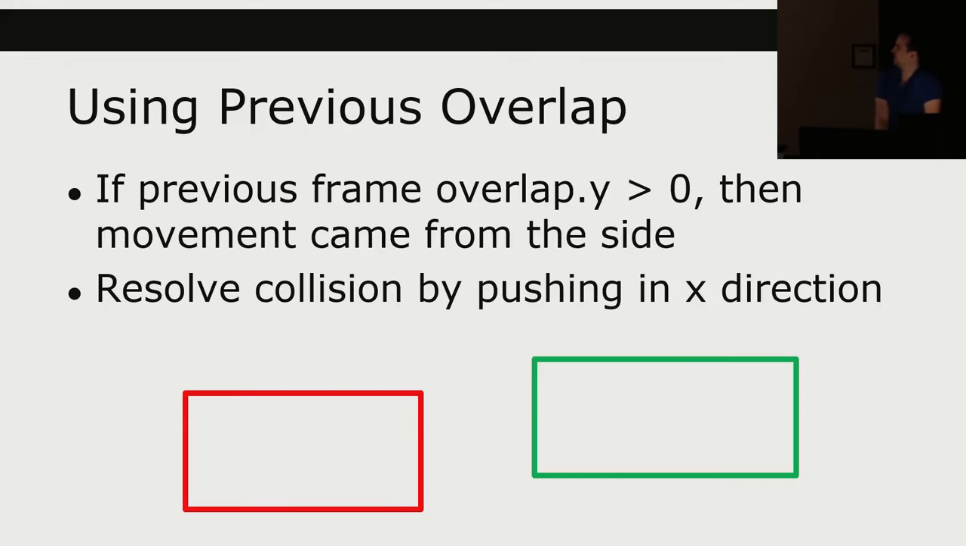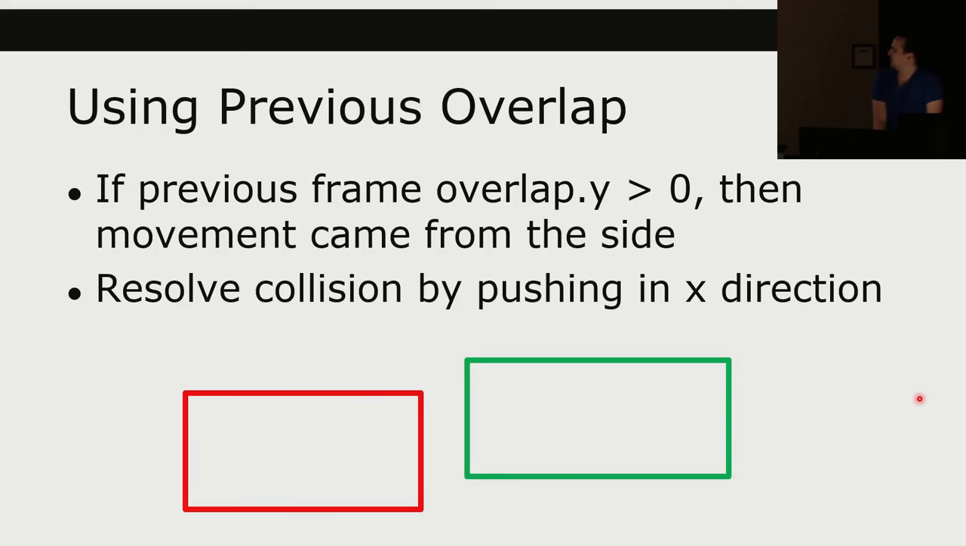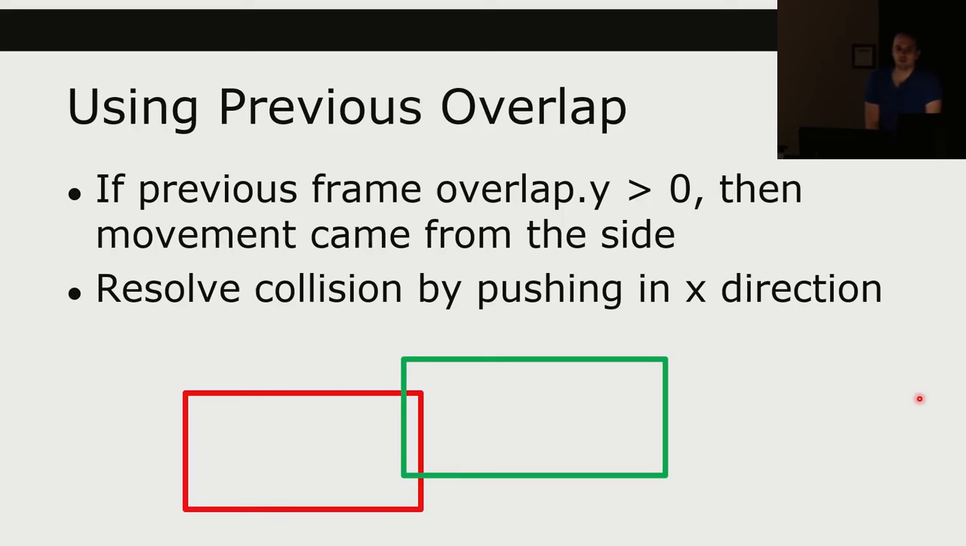If the previous frame's overlap y is greater than 0, so if I can draw a line between two of them, then the movement came from the side, right? Because if we're overlapping in the y, then we couldn't have come from the y. Hopefully that's obvious to you. And if this is true, then we're going to resolve the collision by pushing in the x direction. So if we detect that on one frame we have a y overlap, but no x overlap, then on another frame we do have both, we know that came from the x direction. So we can push it in the x direction to resolve that.